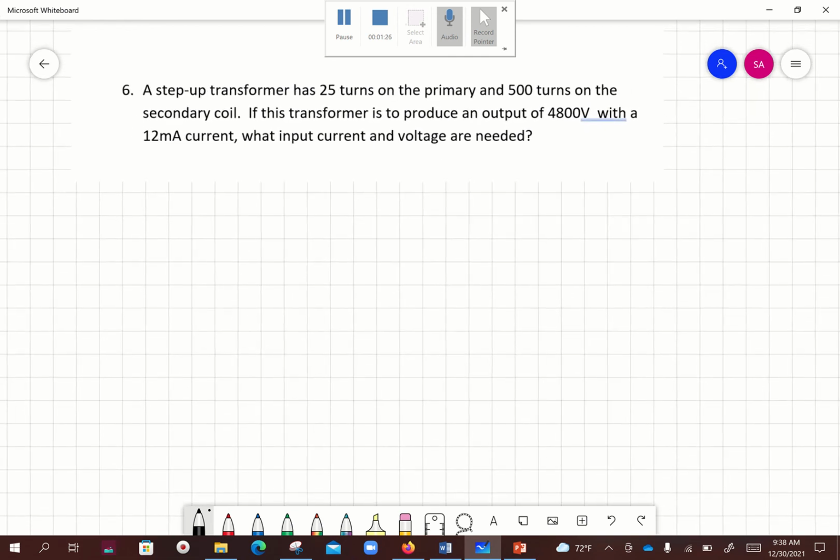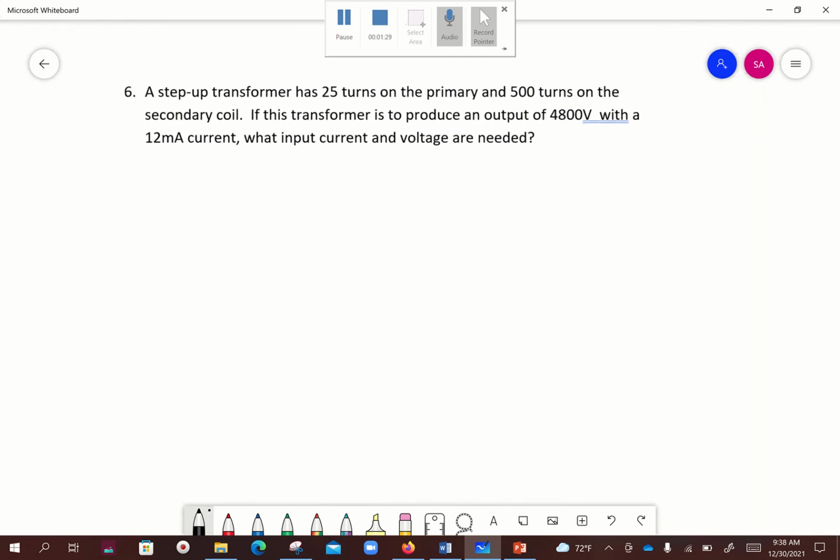All right, let's do another problem. So we have a step-up transformer, has 25 turns on the primary, so NP is 25, and 500 turns on the secondary. NS is 500. If this transformer is to produce an output voltage, so that means voltage on the secondary, of 4,800 volts, and an output current of 12 milliamps. So IS is 12 milliamps, or 12 times 10 to the minus 3 amps. Then it says what input current and voltage are needed. So I want to know what's the current on the primary and what's the voltage on the primary.